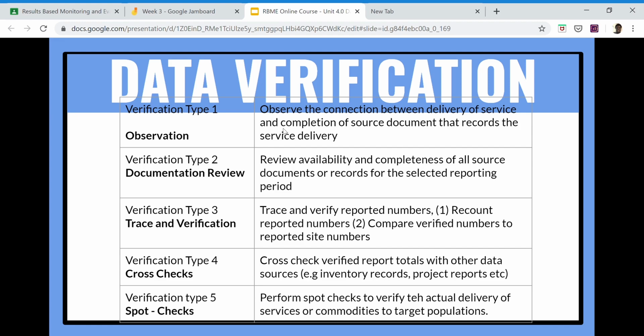Also, you could just randomly request data sets from such implementing partners and look at those documents they are using, the instrument they're using to collect the data. From there, you should be able to ascertain if they're following a proper process in the collection of data as well.